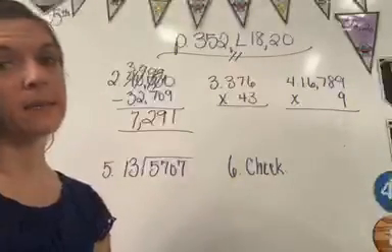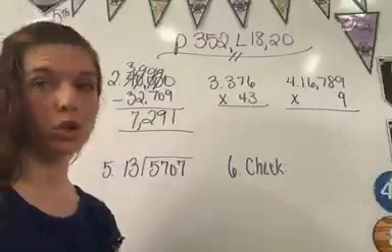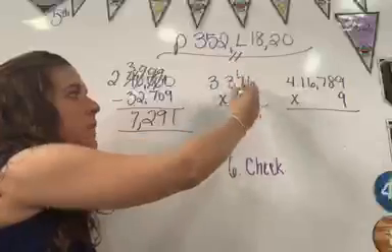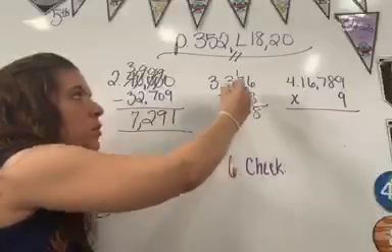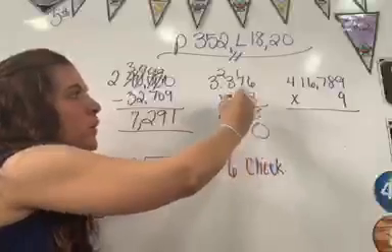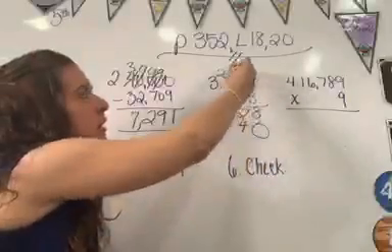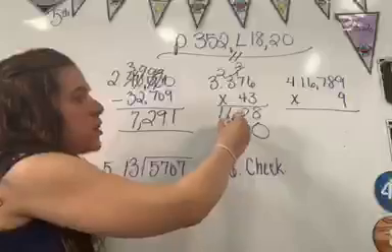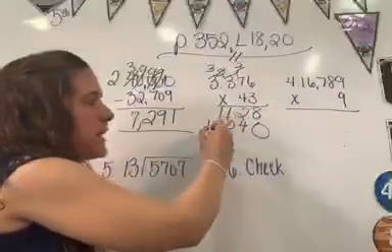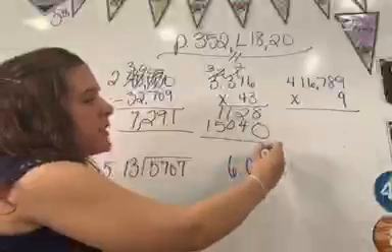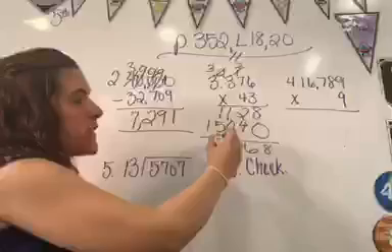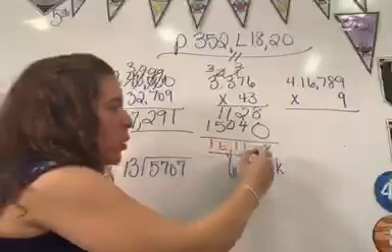The answer to number 3 is 16,168. Okay, so 3 times 6 is 18. 3 times 7 is 21 plus 1 is 22. 3 times 3 is 9 plus 2 is 11. Put down your 0 here. 4 times 6 is 24. 4 times 7 is 28 plus 2 is 30. 4 times 3 is 12 plus 3 is 15. 8 plus 0 is 8. 2 plus 4 is 6. 1 plus 0 is 1. 1 plus 5 is 6. And 1 plus 0 is 1. And your answer is 16,168.